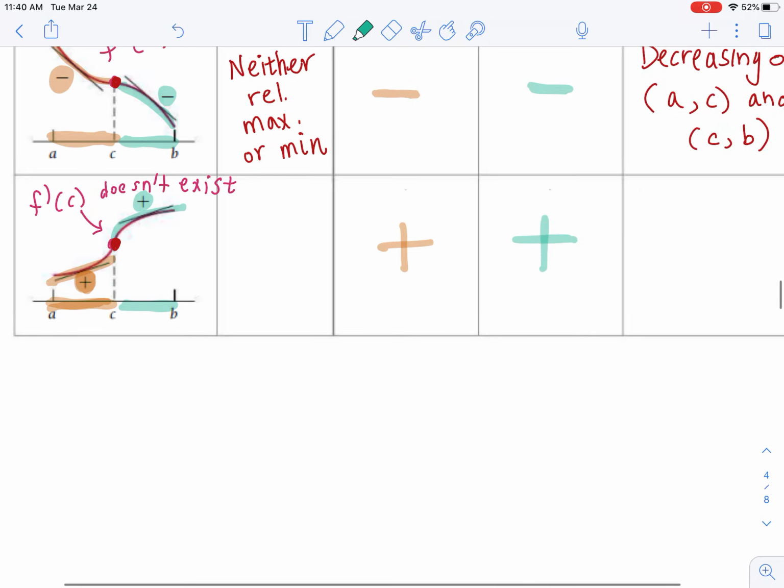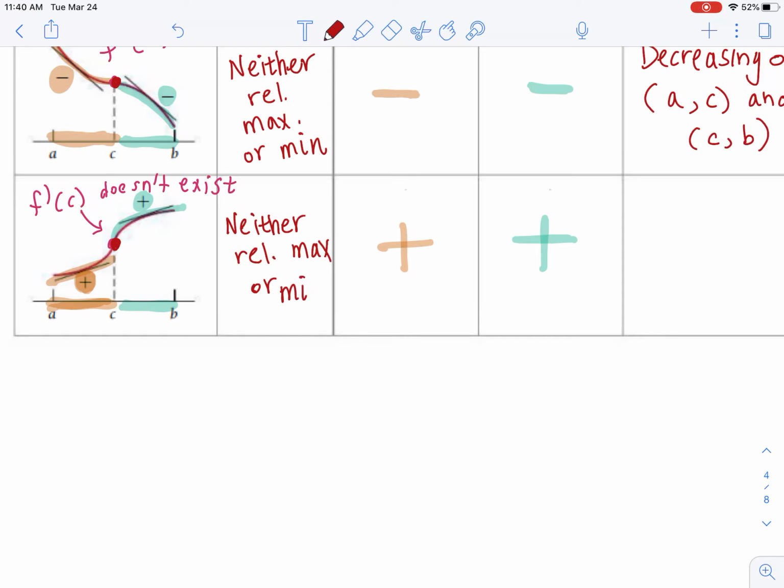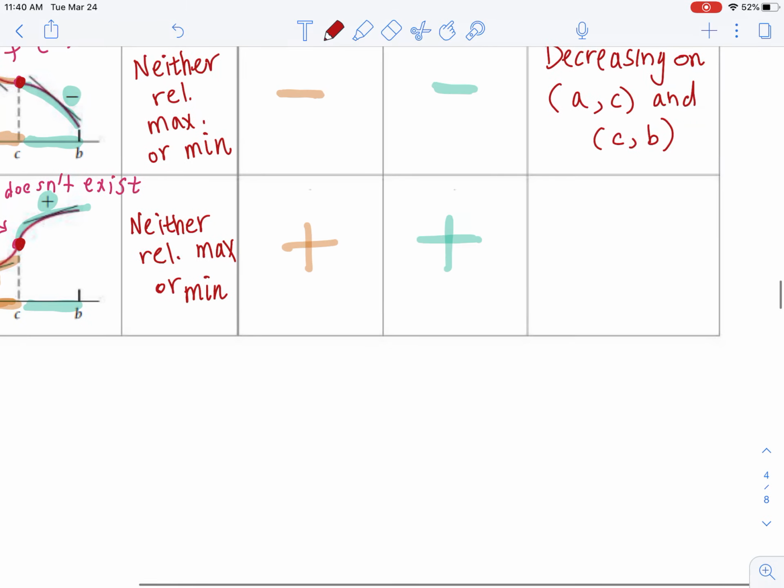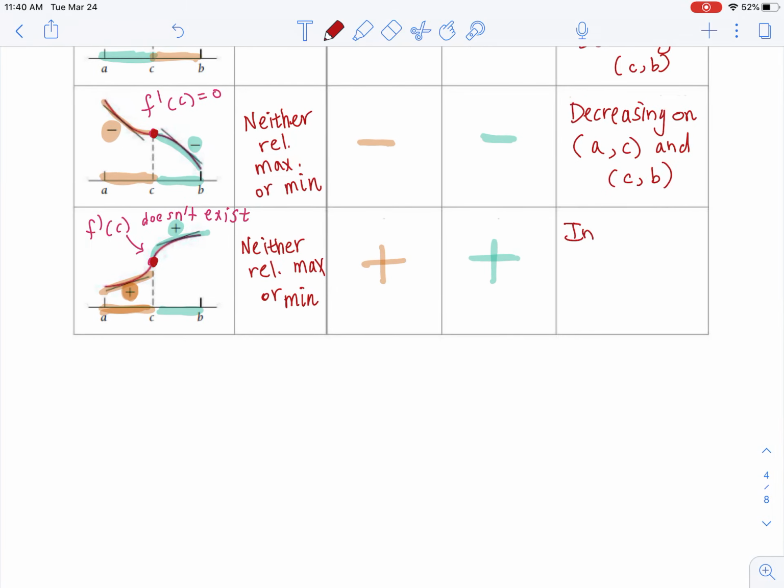So it didn't change, right? The sign's still positive and positive. So what are you going to say? This point right there, C, is neither relative maximum or minimum. It needs to change, okay? So what can we say about this function? This function is increasing on A to C and C to B.